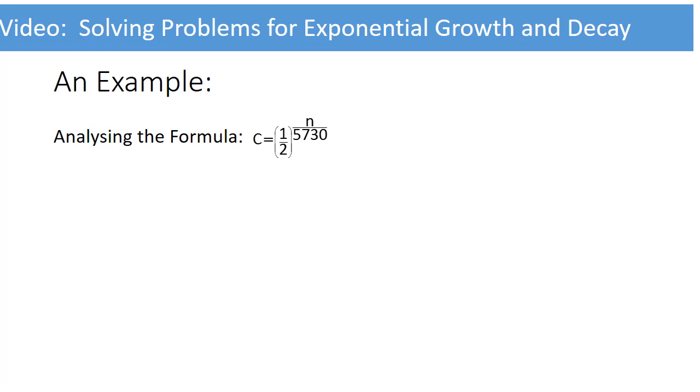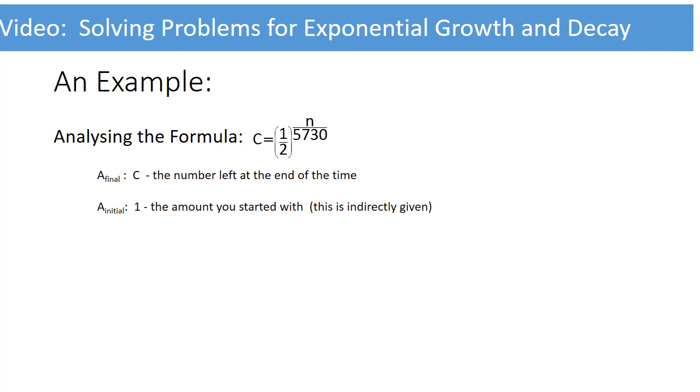Now, let's analyze the formula. C is equal to 1/2 to the exponent n divided by 5,730. A final is represented by C, the final amount, the number left at the end of the time, the amount of carbon left in the sample. A initial is 1, the amount you started with. We don't actually see the number 1 at the beginning in front of the 1/2, but anytime you have 1, it's understood to be there. So we say this is indirectly given.